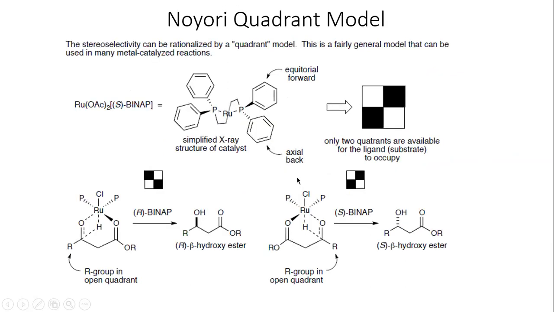All right. So with the Noyori chemistry, they developed what's called a quadrant model, and that quadrant model helps to predict the stereochemistry. So this is a simplified X-ray structure of BINAP. For BINAP, these are actually naphthalene and not just simple benzene rings. They're actually naphthalene rings.